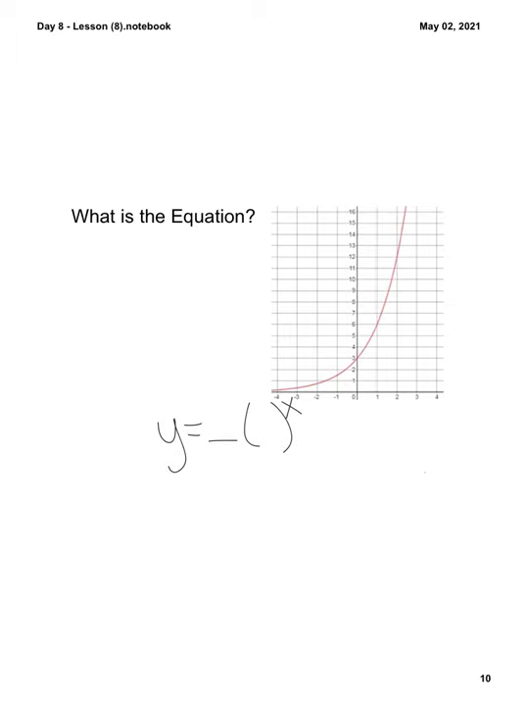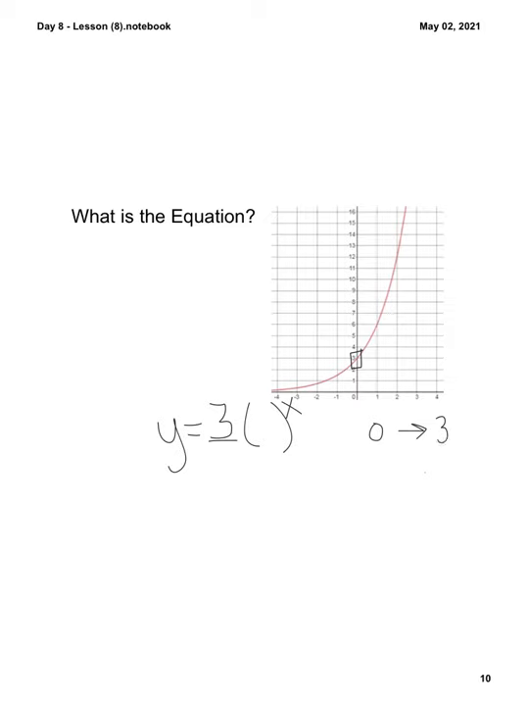So the first thing that I'm going to do is look for my y-intercept. In this example, my y-intercept is 3. So I know that that's the number that goes out front right here. The next thing that I'm going to do is see how much this is increasing each time. So I know that at 0, my y value is 3.